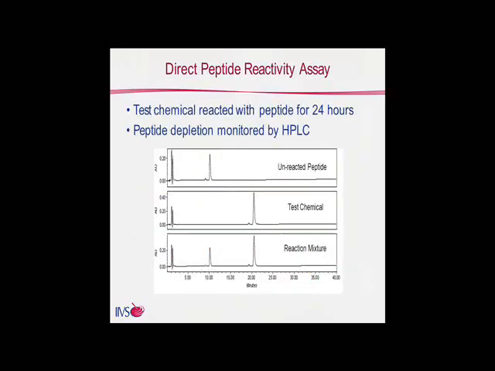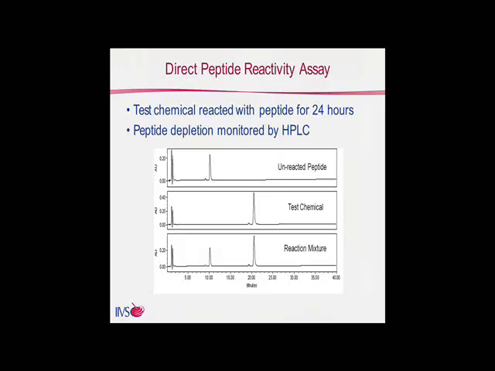Here's just a basic example of some sample data, where you would have in the top panel an unreacted peptide, and below, your test chemical. Once those are reacted for 24 hours, you're simply looking for the depletion of your peptide as an indication of the reactivity of that chemical, which would then be correlated with a potential to be a sensitizer based on its reactivity.